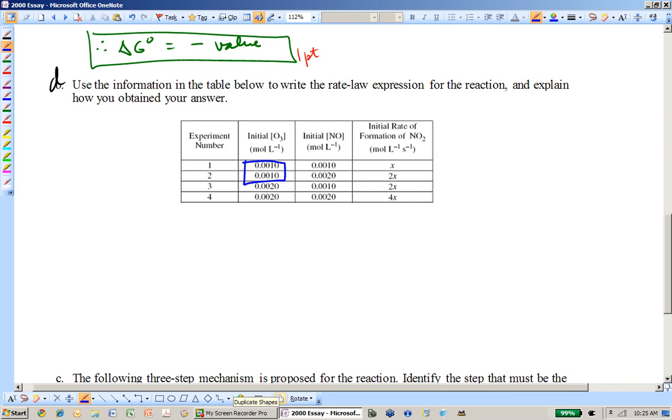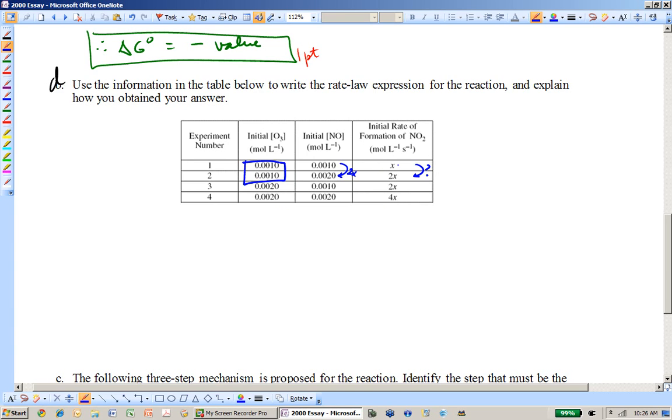I'm looking for an experiment, since I have 4 to choose from. I want a pair where something was held constant, anything. And so I could have either used the top 2 lines or the bottom 2 lines. It doesn't matter. I get the same concept going on the other side with NO anyhow. So in experiments 1 and 2, concentration of ozone is held constant, while the initial concentration of NO is being doubled. And I ask myself, what happened to the rate as a result of that?